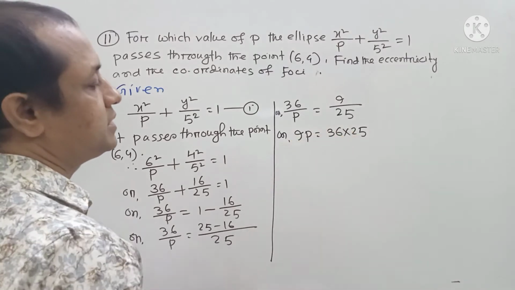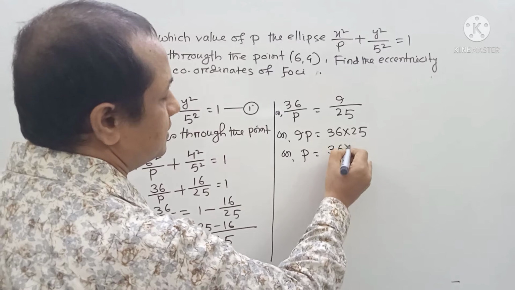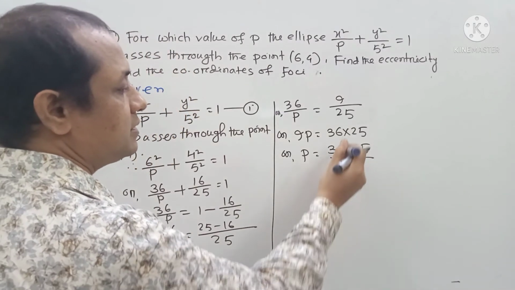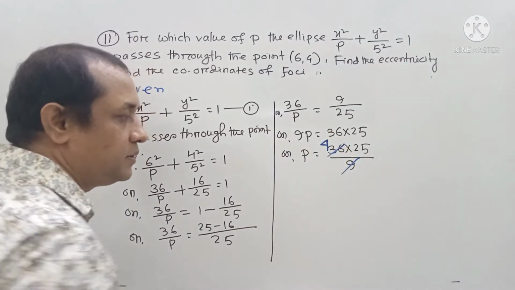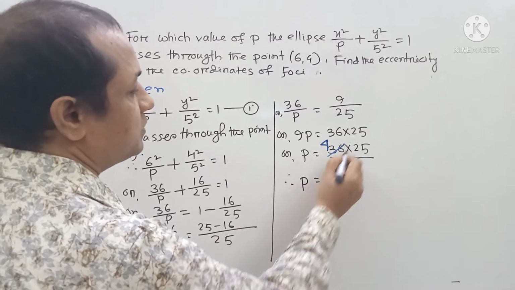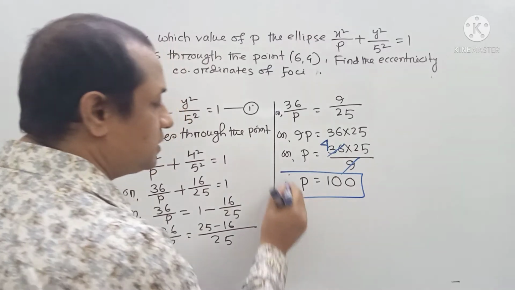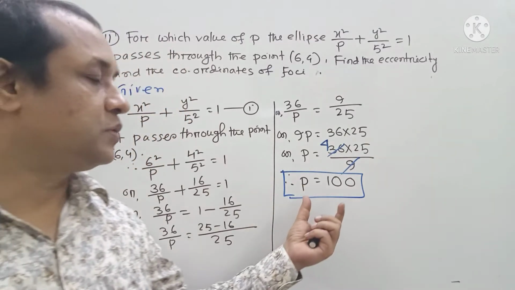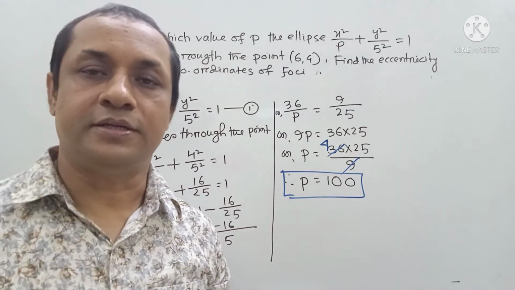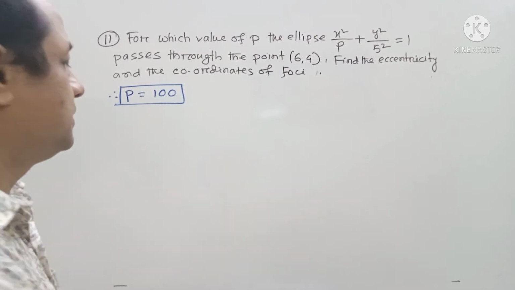Now take the 9 to the right side, then we get 36 into 25 by 9. Here 9 and 36 cancel, then we have 4. So the value of p equals to 4 into 25 equals to 100. So the required value of p equals to 100.